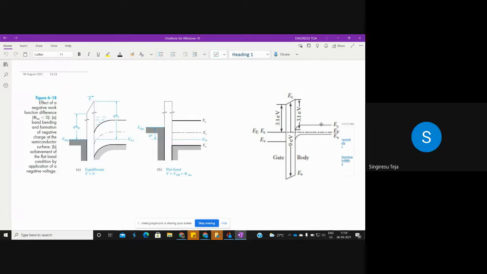Realize there is a barrier, and that barrier height is 3.1 electron volts. Can you accept this much? Yes, sir. Then your life is simple. If you want to confuse yourself, go confuse. How can I help then? Okay, sir. Got it.